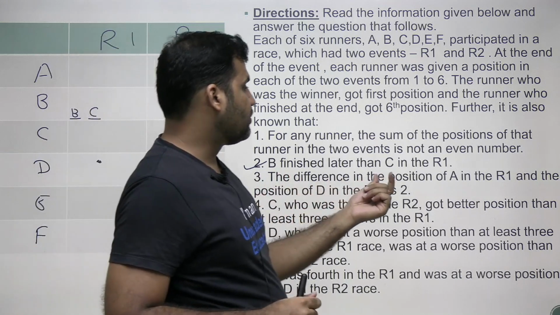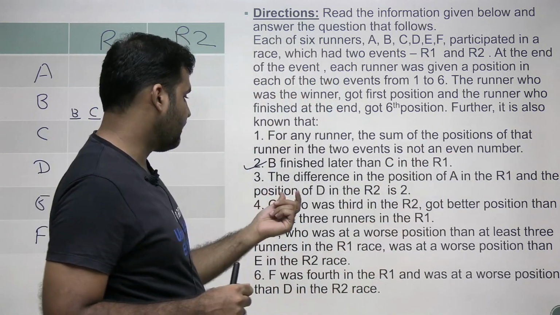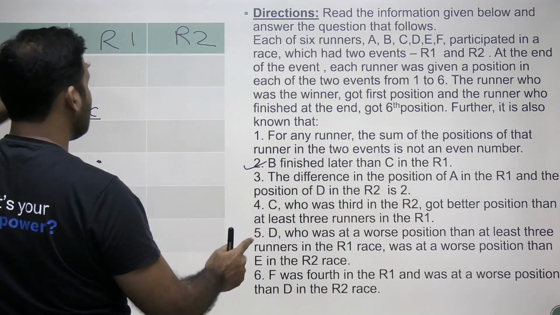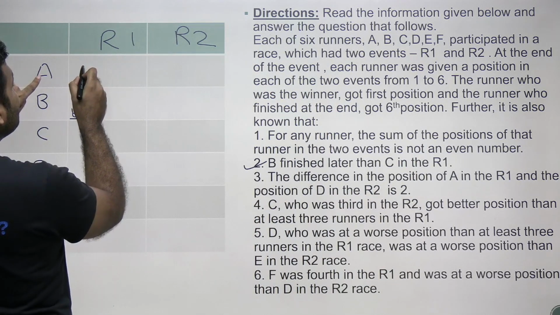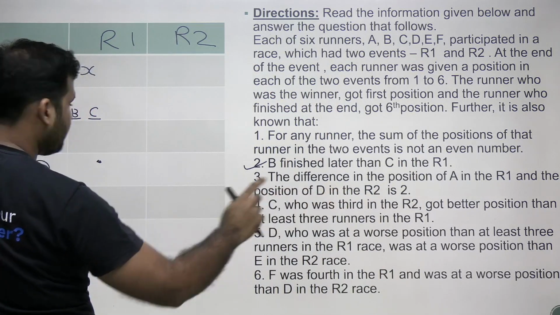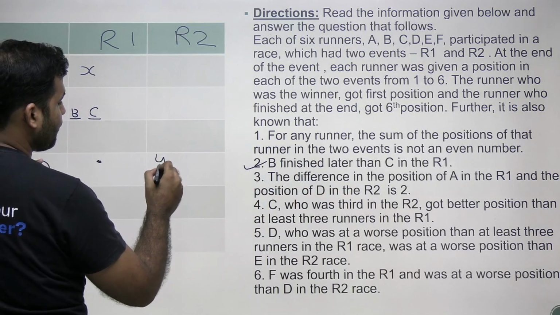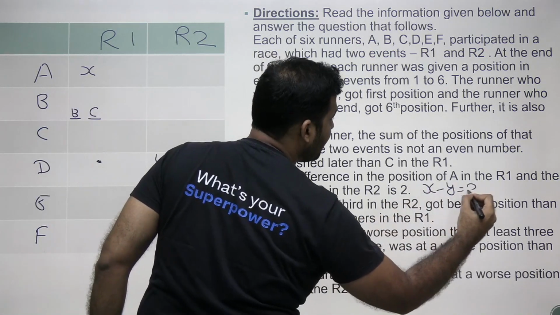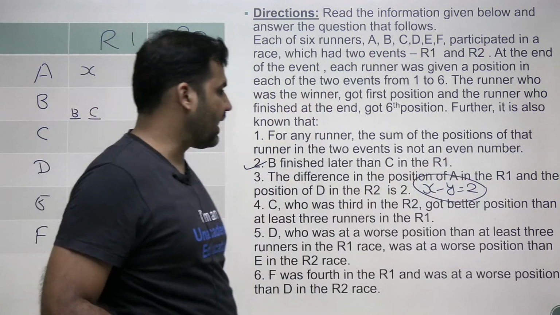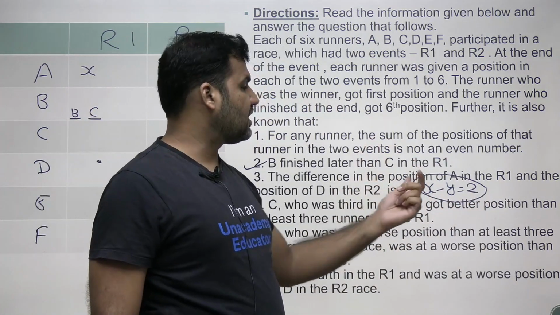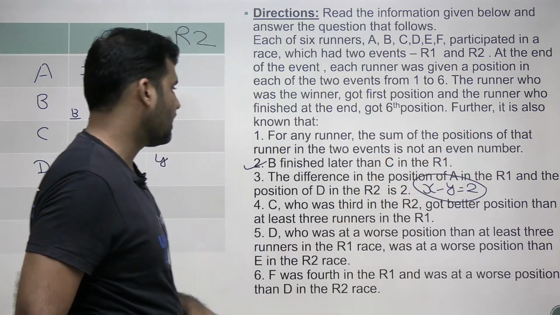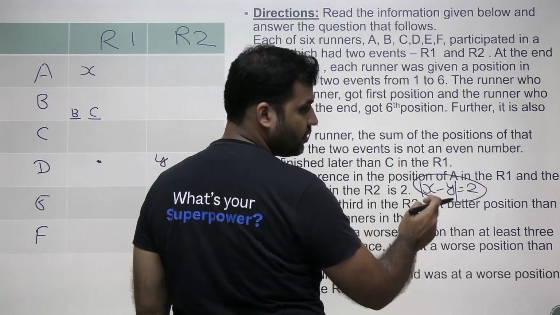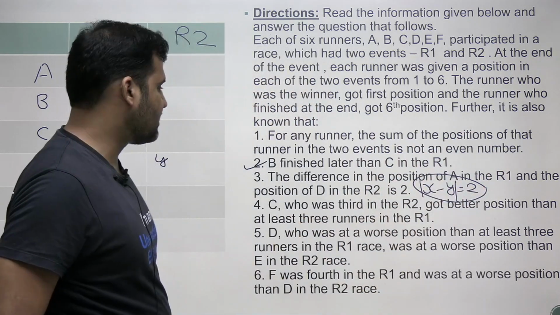The difference in the position of A in R1 and the position of D in the race R2 is 2. If I say the position of A in R1 is X and the position of D in race R2 is, let's say, Y, then the difference of these 2 values, X and Y, has to be 2. Which value will be more in terms of magnitude? That's not given. Simply it says the difference has to be equal to 2. X can be more than Y, or X can also be less than Y.